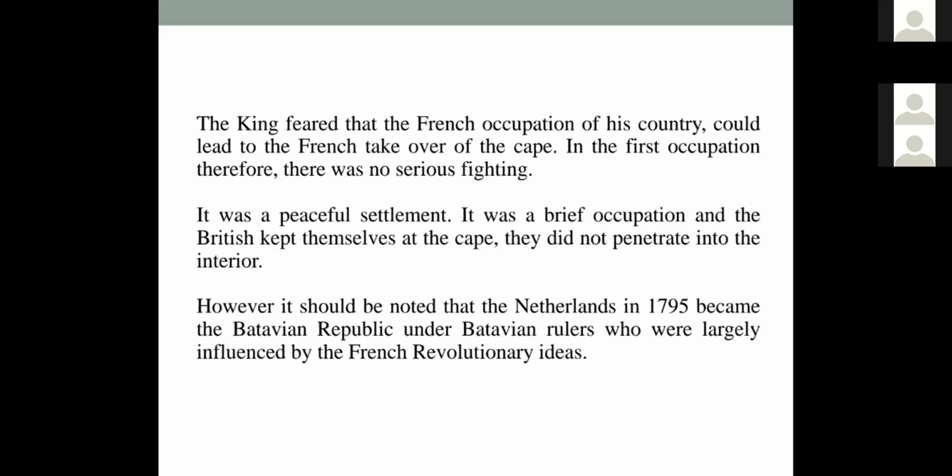The French Revolution had devastating effects because even the Batavian Revolution was influenced by the French Revolution.